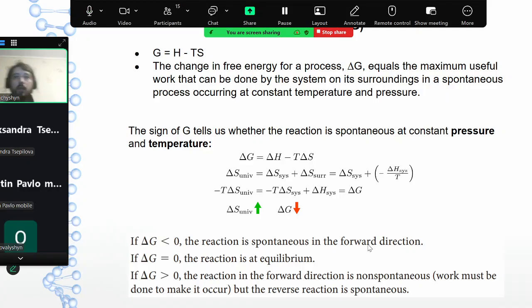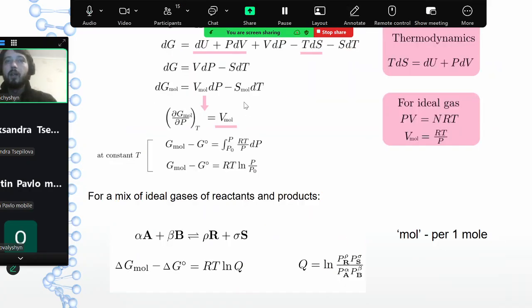Or if delta G is greater than 0, this reaction will not want to be spontaneous. So if you have a mixture of your reactants and your products, it will turn out that your products will degrade to your initial reactants if delta G is greater than 0. If delta G is equal to 0, the reaction is at equilibrium. So regarding equilibrium, we will talk about that.